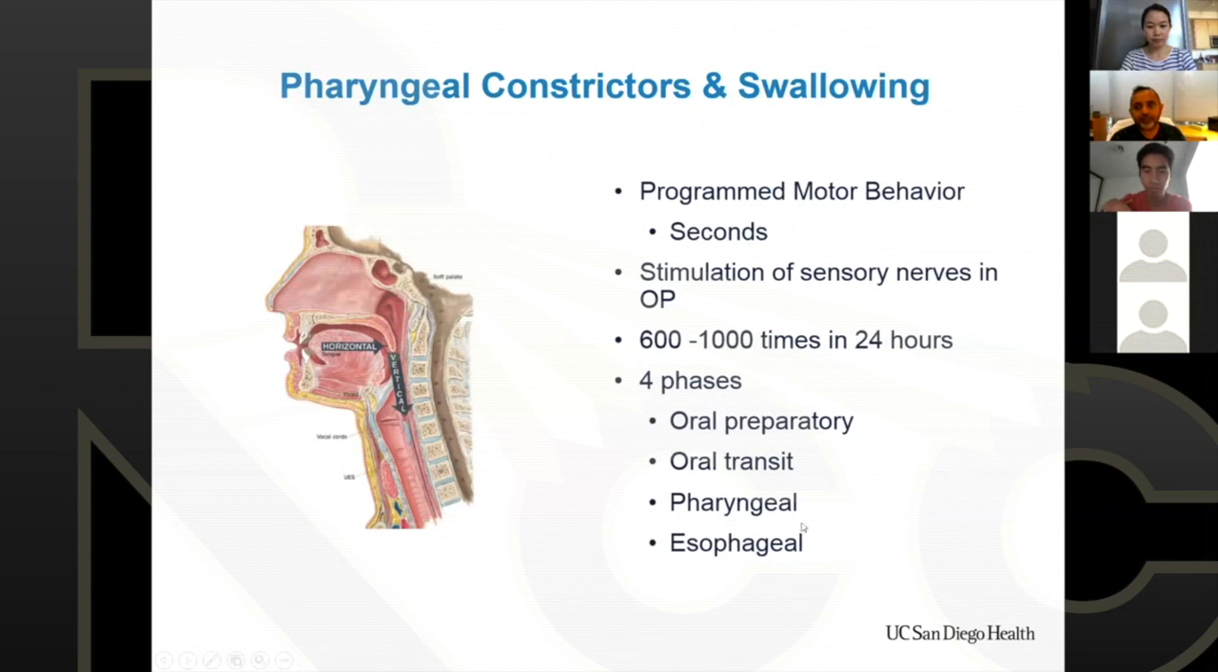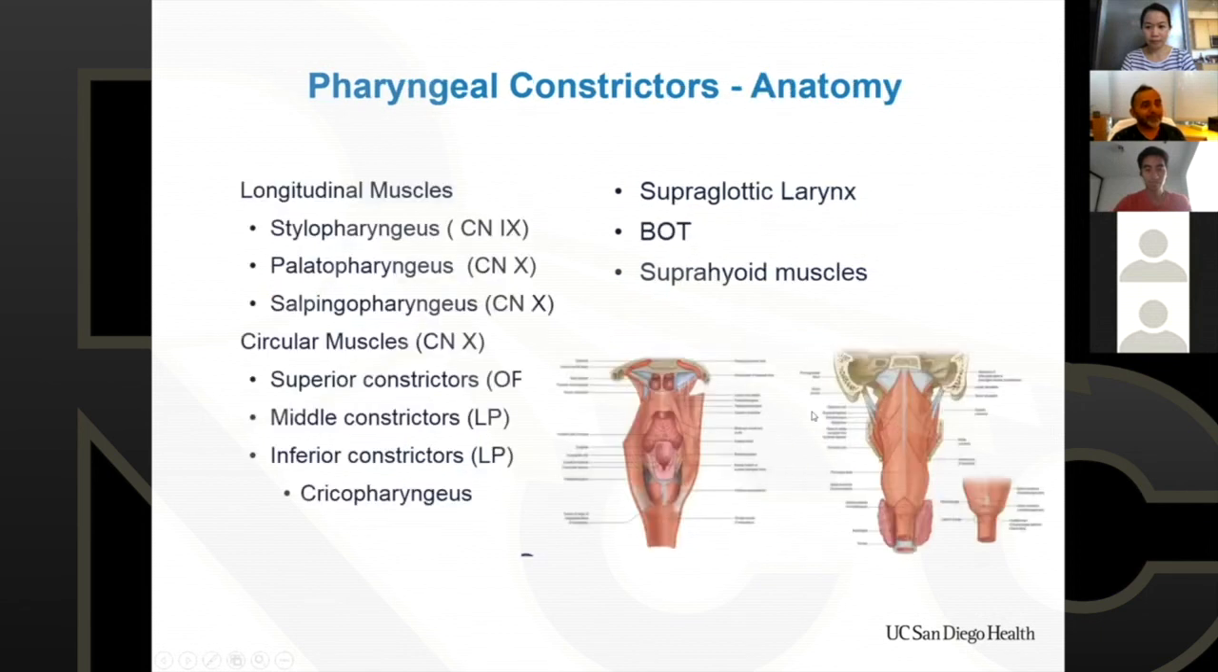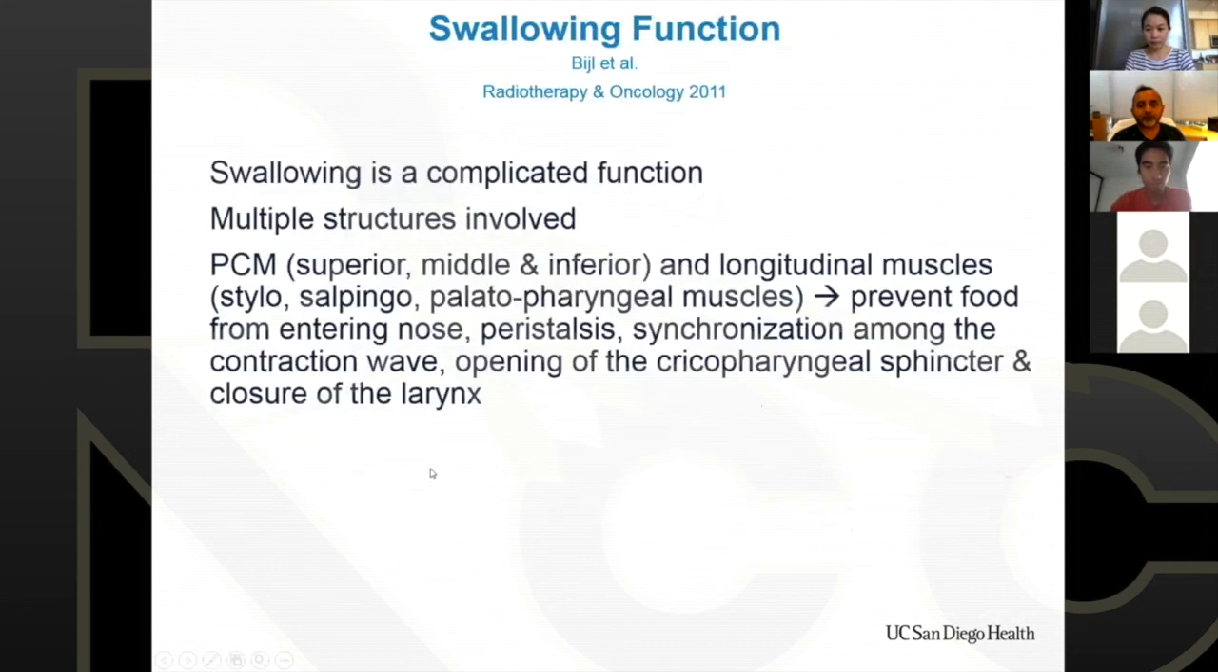And all these phases, when you're swallowing, to give you an idea, we all swallow on the order of 600 to 1,000 times in a day. So we're constantly swallowing, whether we recognize it or not, right? You're swallowing saliva all the time. And swallowing is a very complicated function with lots of different muscles. So, your longitudinal muscles of the tongue, your circular muscles of the tongue, and then other structures, your supraglottic larynx, your suprahyoid muscles, and your base of tongue. All these structures have an impact on swallowing.